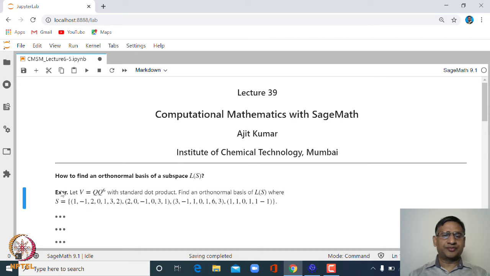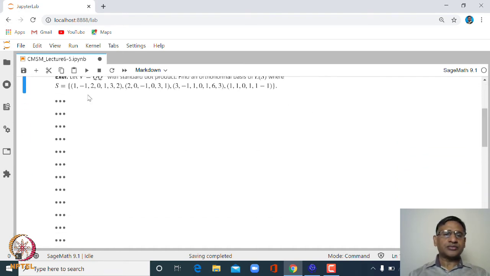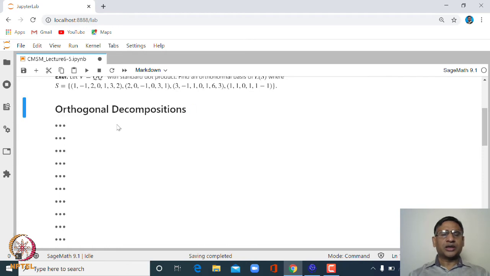So I will leave that as an exercise for you to do. For example, take Q to the power 6 and take this set of 5 vectors S, define L of S and find its orthonormal basis, right. Let us look at what is the meaning of orthogonal decomposition.